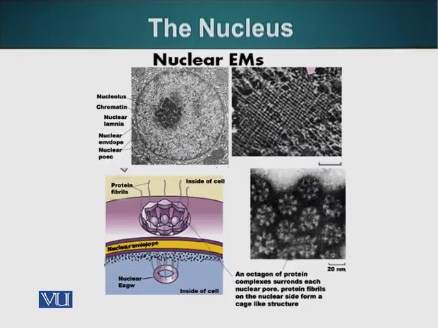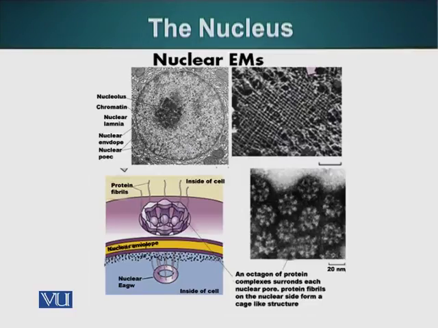Here we have on the screen, you can see the structure of nuclear pores. The nuclear pores, as I mentioned, have octagonal symmetry, electron micrograph of a nuclear pore. Here you can see the nuclear lamina. This is also an electron micrograph of the nucleus.